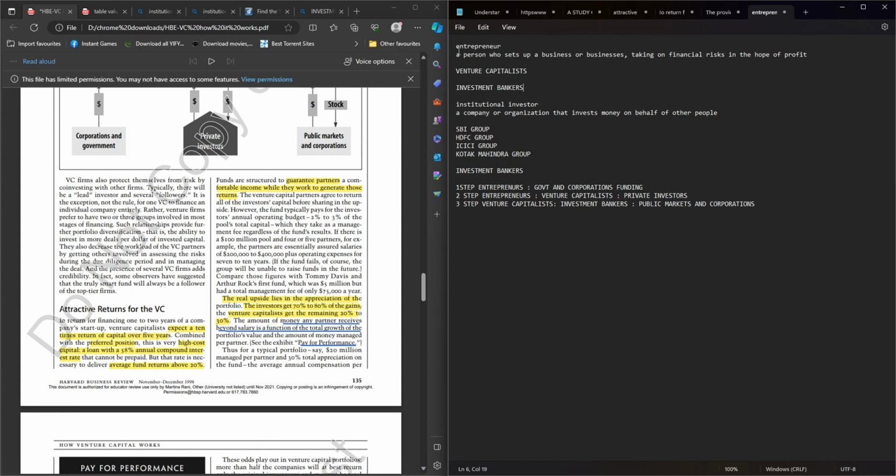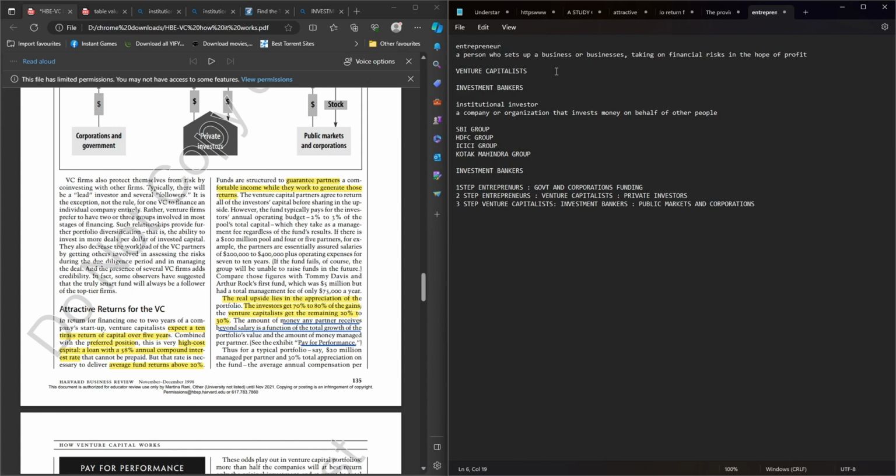So, firstly, entrepreneur. An entrepreneur is a person who sets up a business or businesses, taking on financial risk in the hope of profit. He is the one who has the idea, who is pulling out the initial investments, making prototypes, and continuing the business for venture capitalists to invest. He is the mastermind of the business, who is going to control the business.